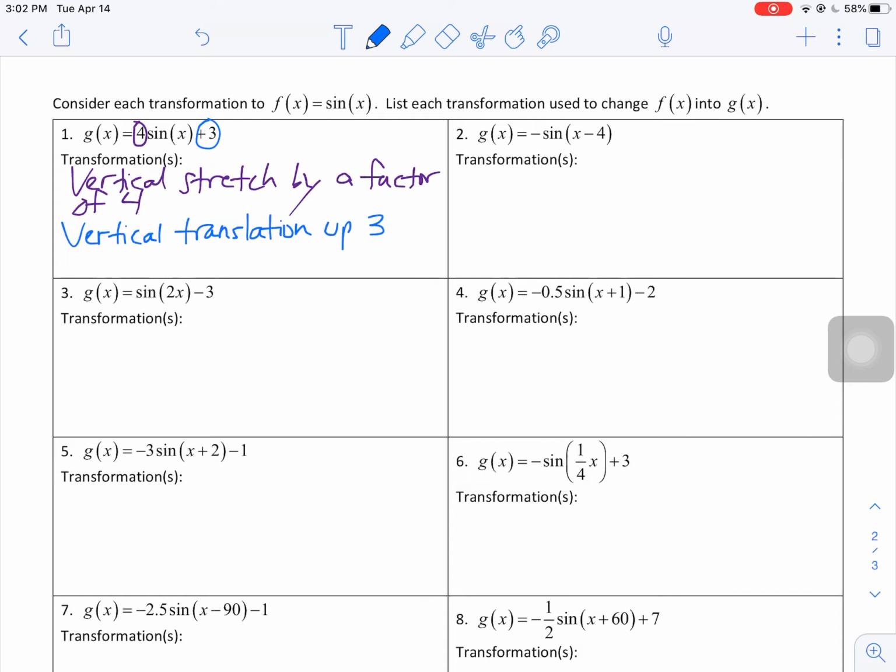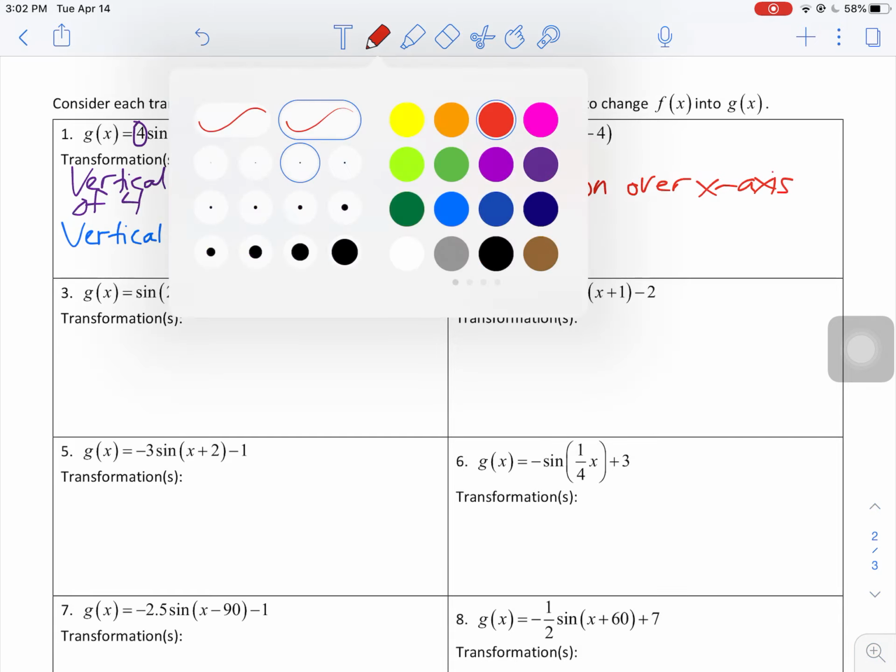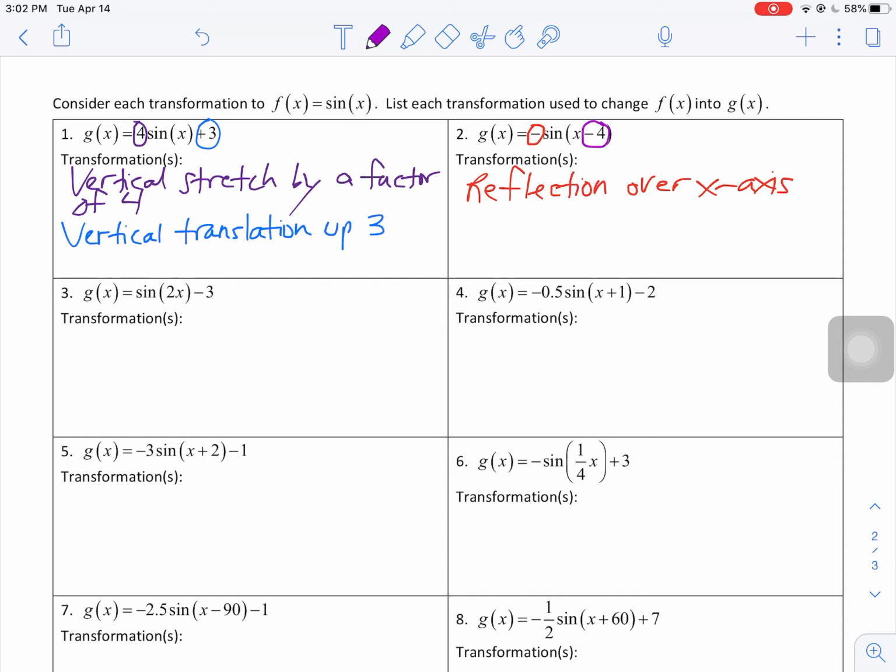On number 2, there is the negative sign in the front, so that corresponds with your a value, so that's a reflection over the x-axis. And then the minus 4, since it's inside the parentheses, that's going to be horizontal. So it's a horizontal translation. Remember, it's always the opposite of what we think it should be. So horizontal translation, right 4. I would say pause the video and try the next 2.